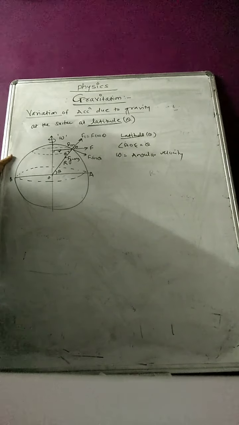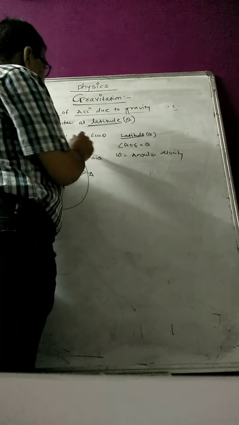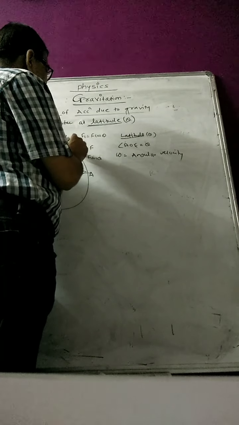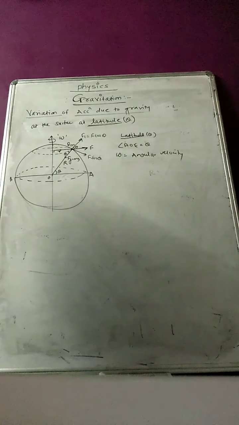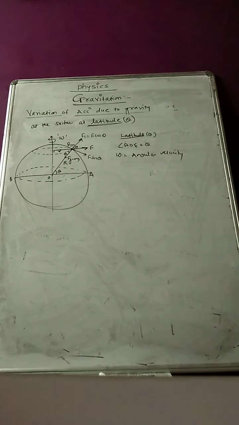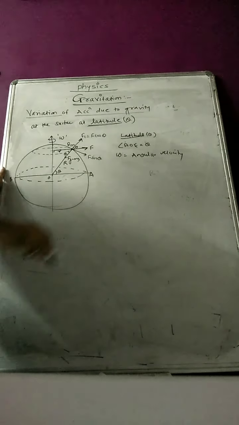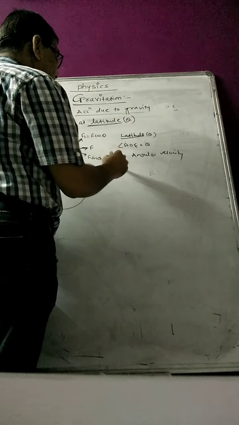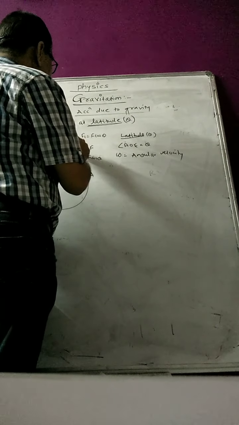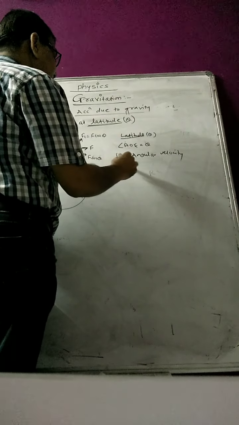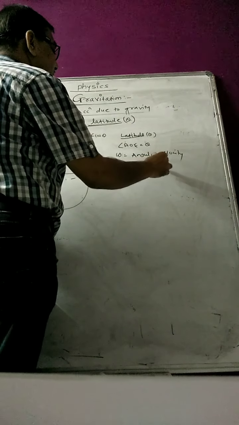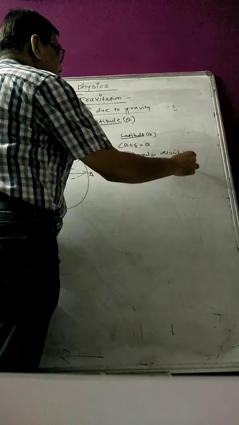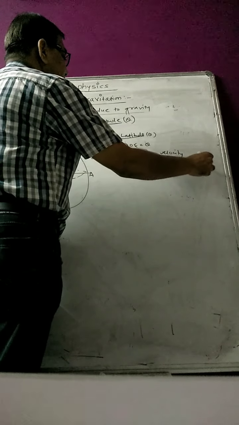Now the force which is exerted on this particle acts in the outward direction. That force is the centrifugal force, acting outward. And so when the particle, m, the mass of the body, is kept at a point E.